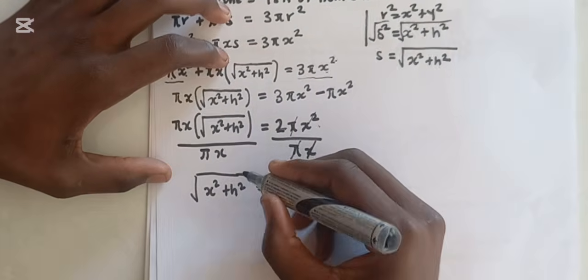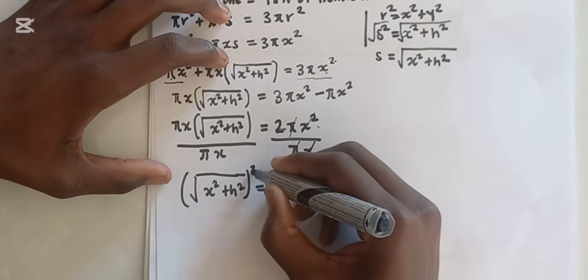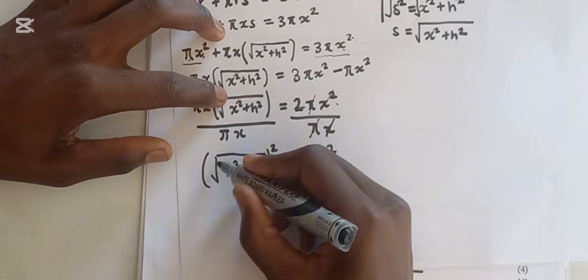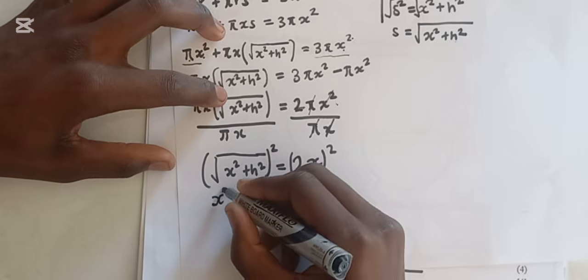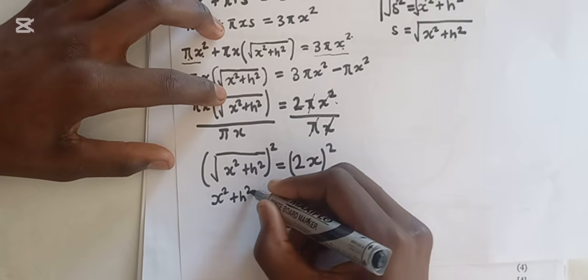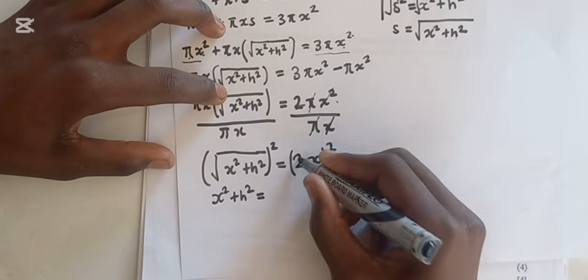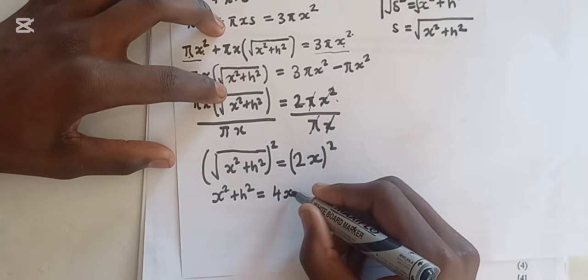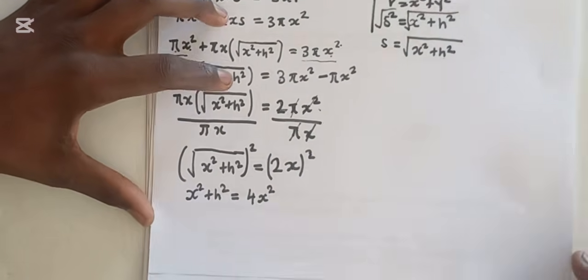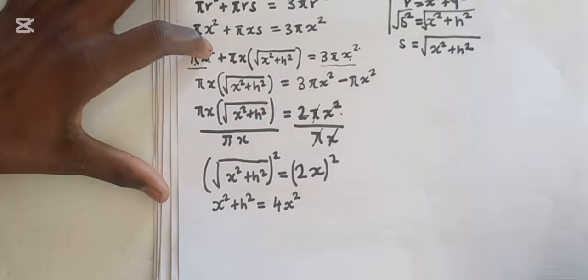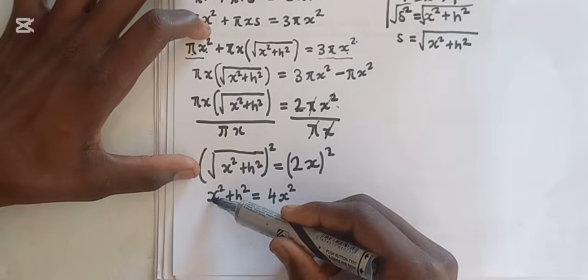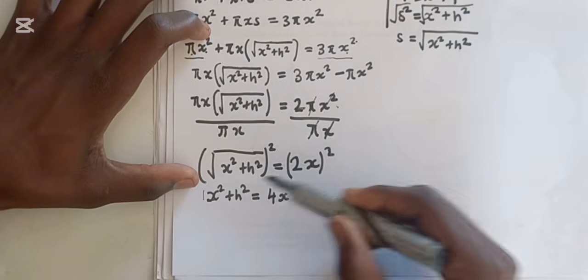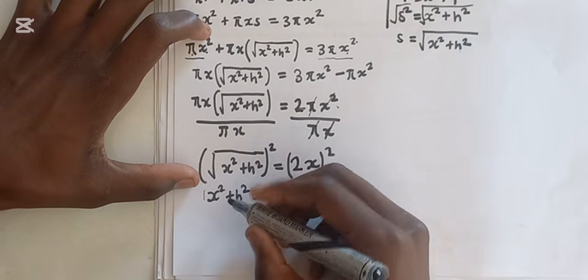What do we do? We have to square both sides here. Square here and also square the other side. So when we square the square root here, we're going to cancel this square. We're going to be left with x squared plus h squared, which is equal to 2x squared, which is 4x squared. Perfect. So from here on, if you can pay attention to this, these and these are the like terms. Here there is 1 x squared and x squared, so these two are like terms.